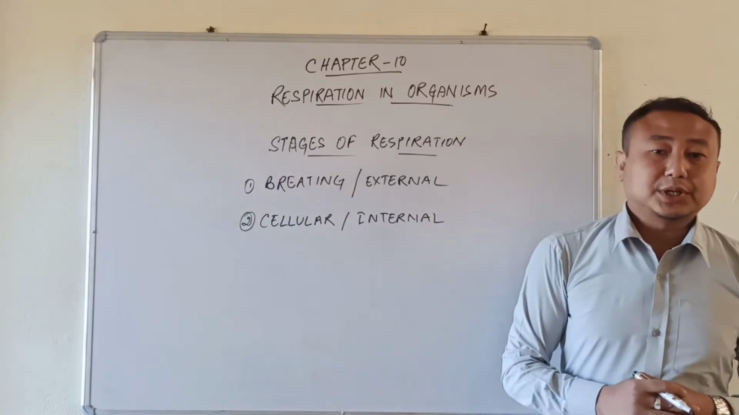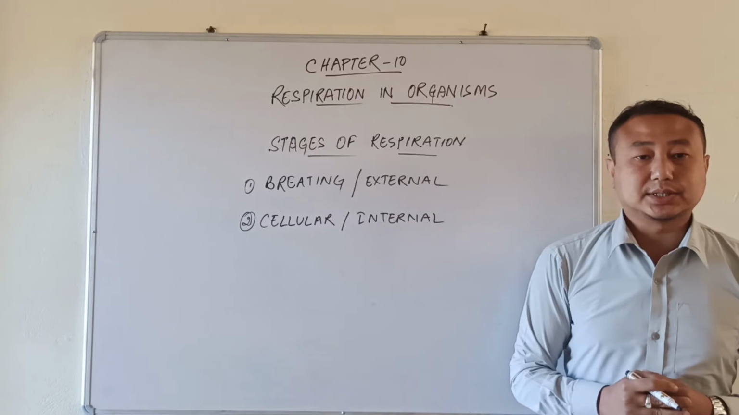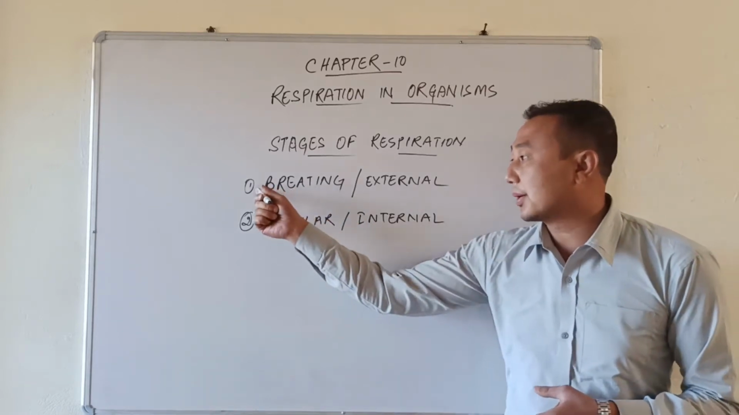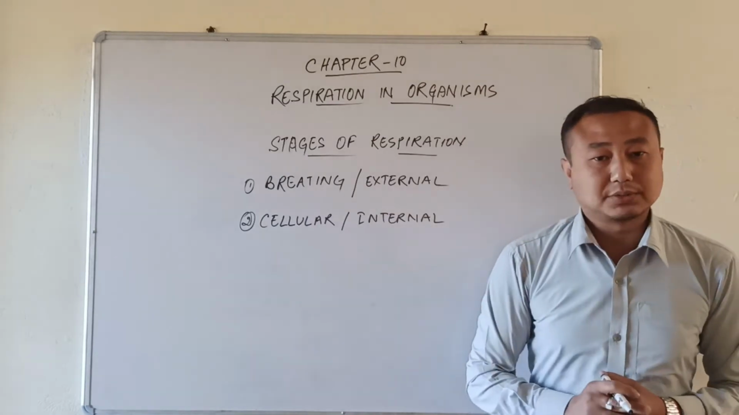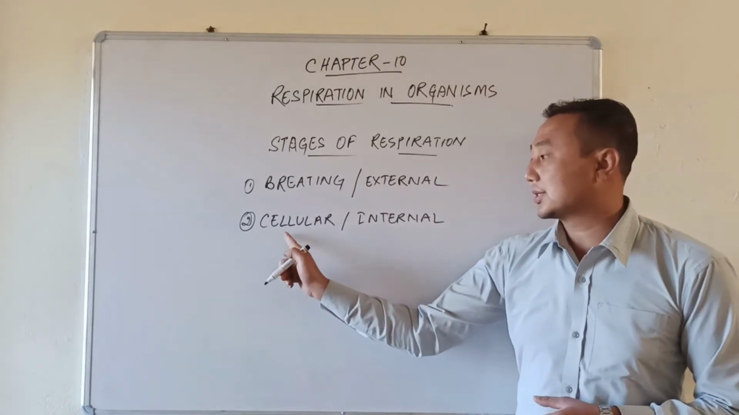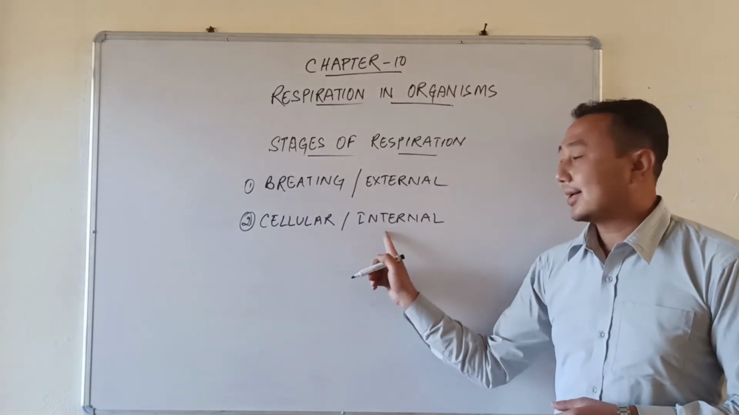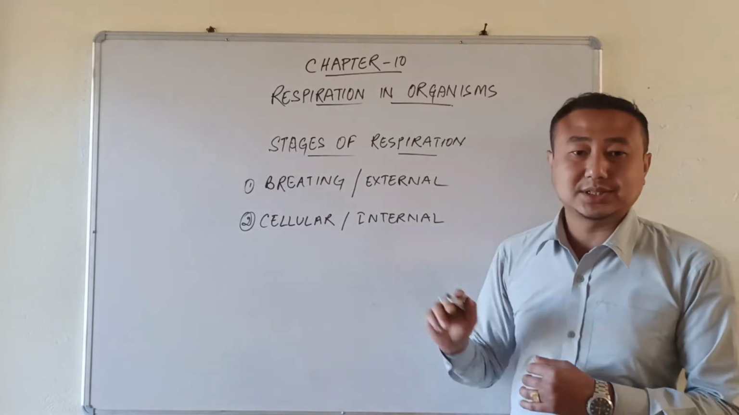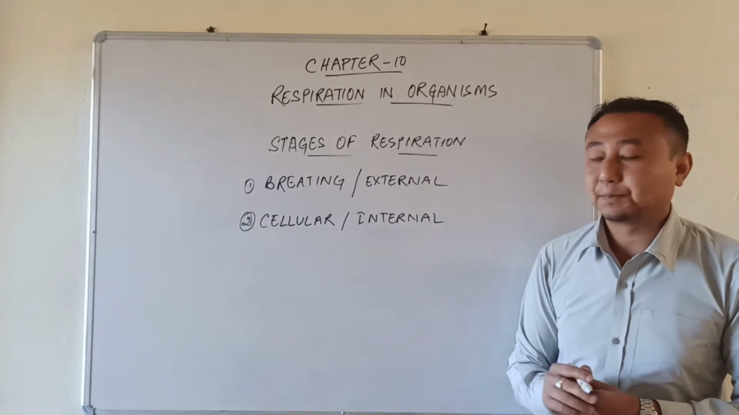The process of respiration involves two different stages. The stages involved are: number one, breathing or external respiration, and the second one is known as cellular respiration or internal respiration. So let us see what breathing is and what cellular respiration is, one by one.